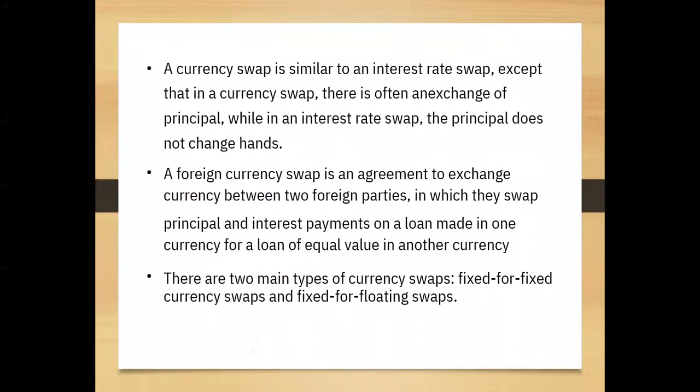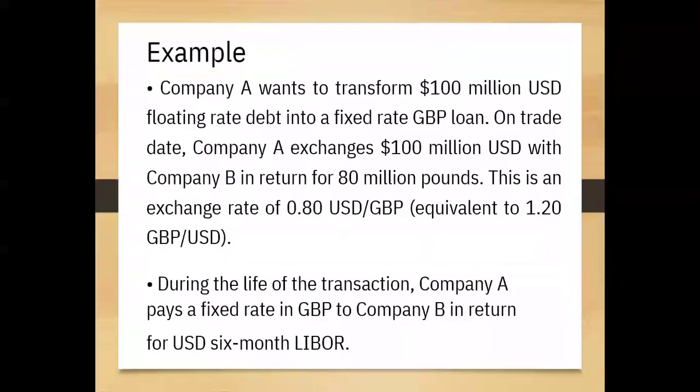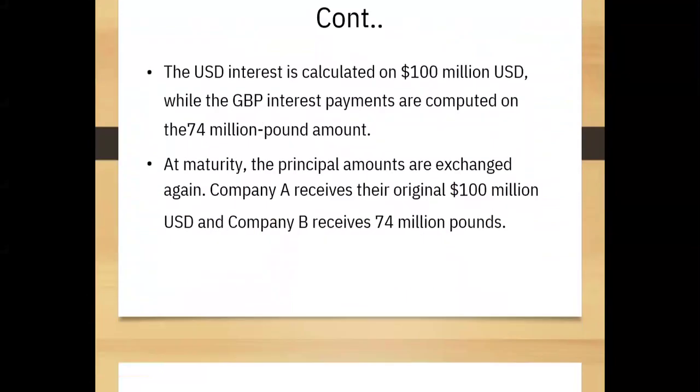A foreign currency swap is an agreement to exchange currency between two foreign parties in which they swap principal and interest payments of a loan made in one currency for a loan of equal value in another currency. There are two main types of currency swaps: fixed to fixed currency swaps and fixed to floating swaps. And I have given an example here.